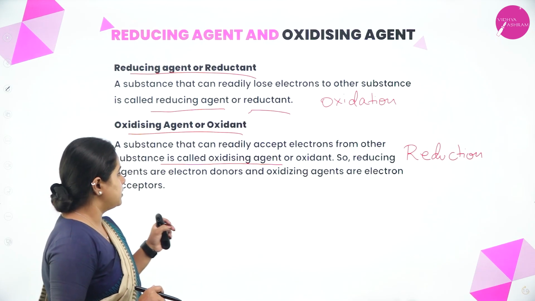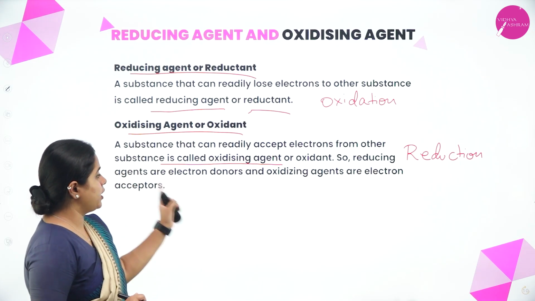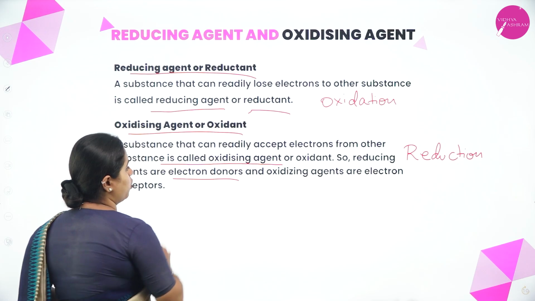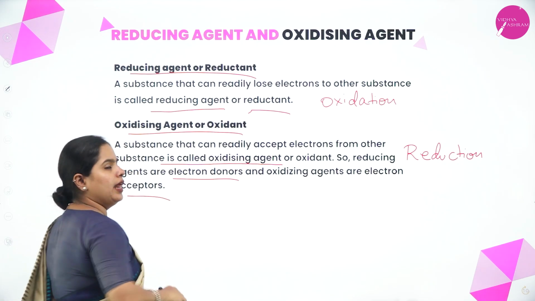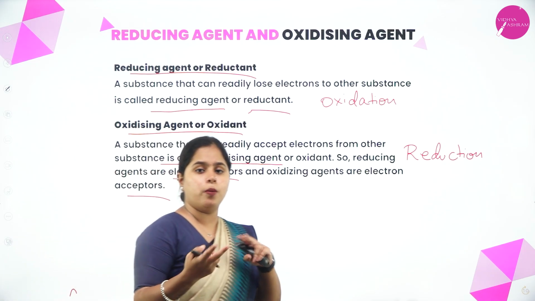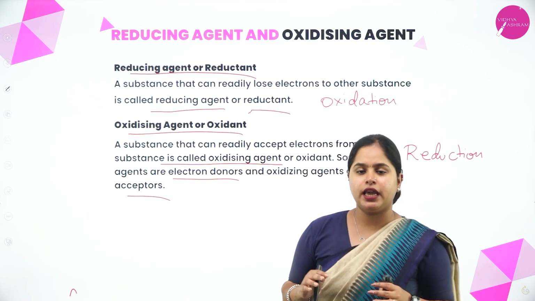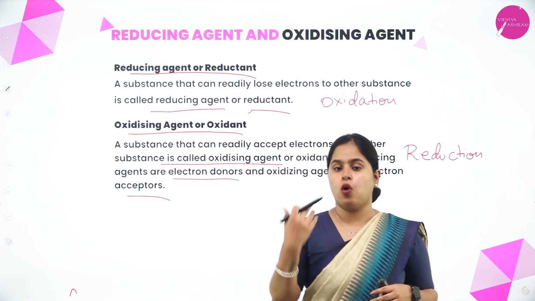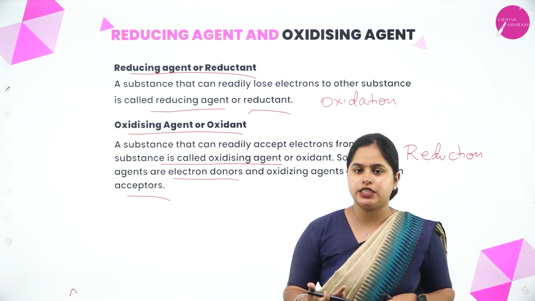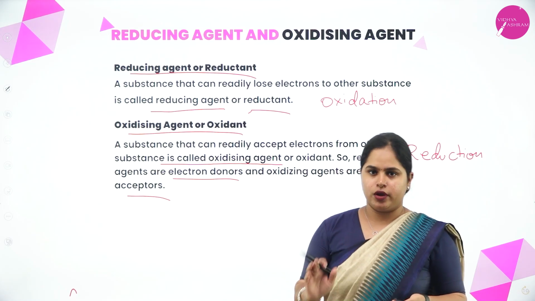Okay, and so reducing agents are electron donors, and oxidizing agents are electron acceptors. So it is in the opposite way. You have to be very careful here. Reducing agents will undergo oxidation and oxidizing agents will undergo reduction. So I hope that is clear.